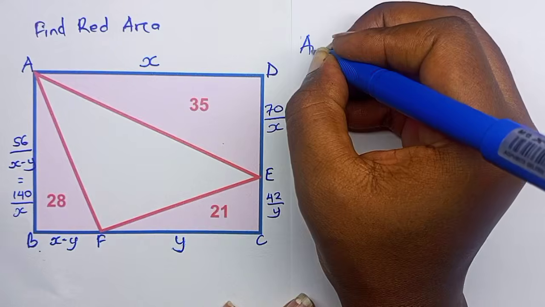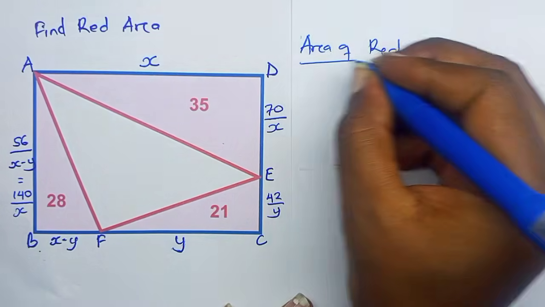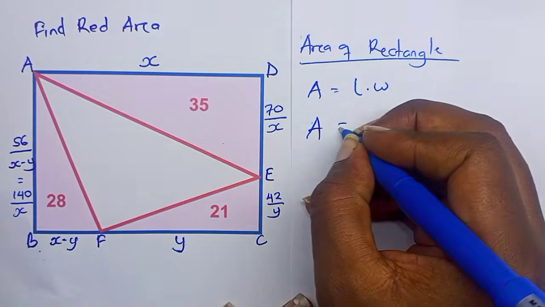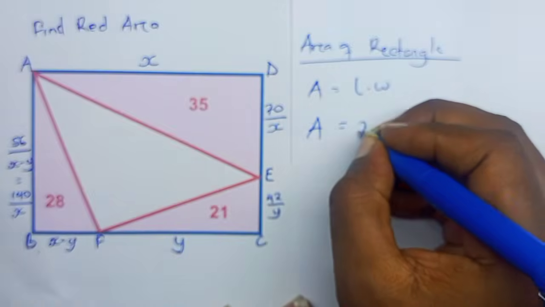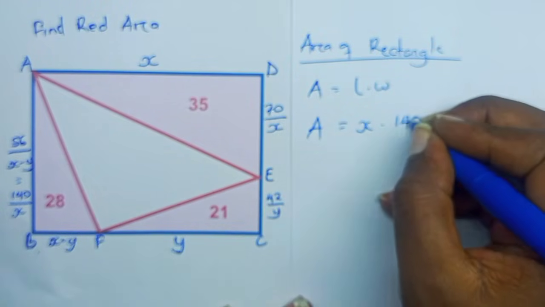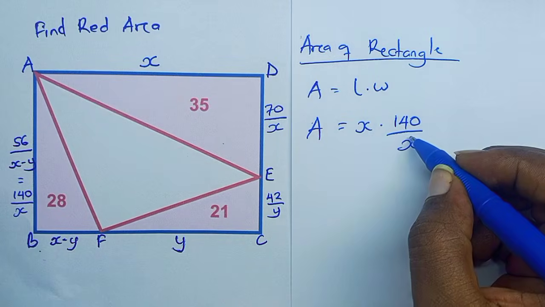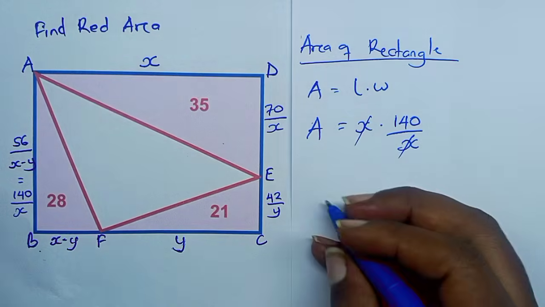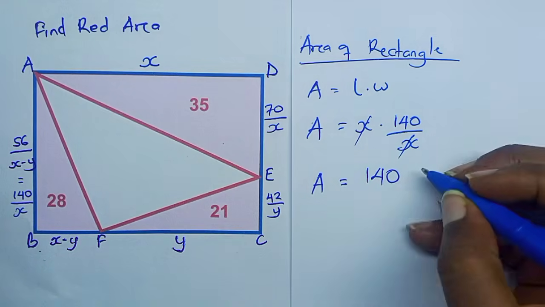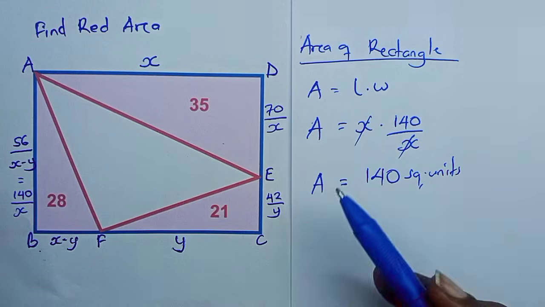Now we know that the area of a rectangle is given by length times width. And our length is x, and our width, we've got 140 over x. So this x cancels with this x. And so area is 140. So this 140 square units is the area of the whole rectangle ABCD.